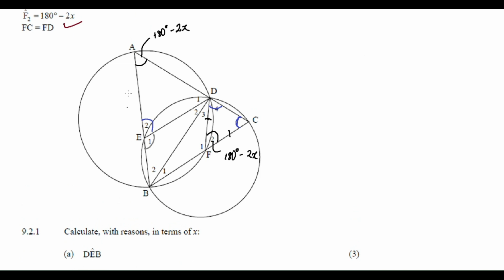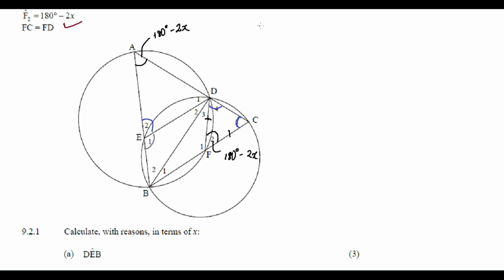DEB, we can see that DEB is angle E1 actually, right? So what did we say about angle E1? We said that angle E1 is supplementary when you add it with angle C, right? So our main goal here is to find angle C. How do we go about that? We are going to use this isosceles triangle.